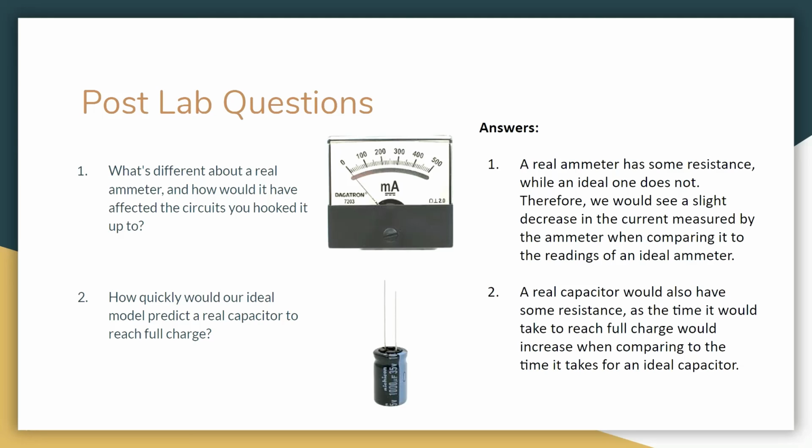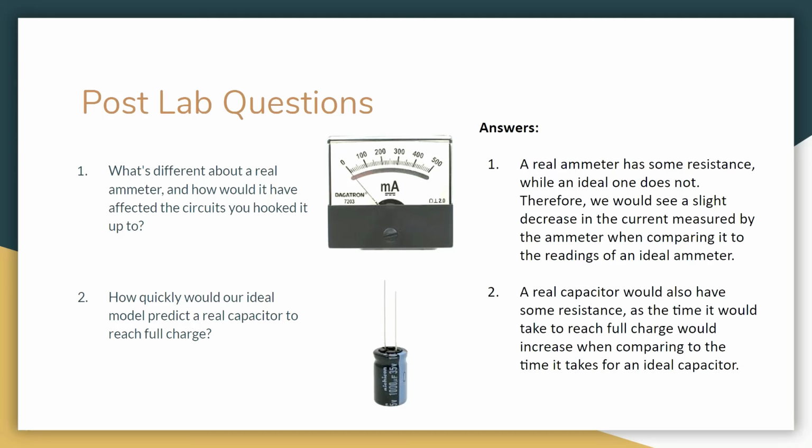So for the first question, a real ammeter does have some resistance, while an ideal one, which I used with the simulation, will not have any resistance, and therefore the ideal ammeter will properly read the current going through the circuits, while an ammeter in real life will not accurately show the current running through the system.